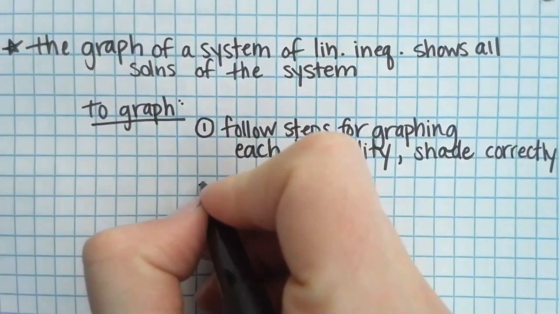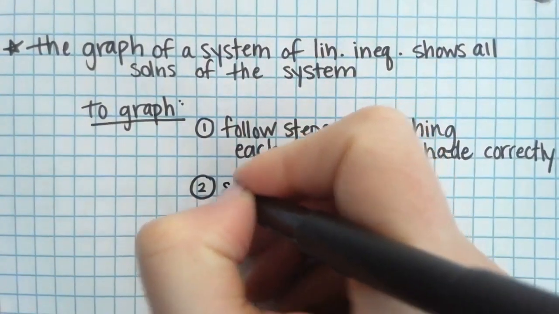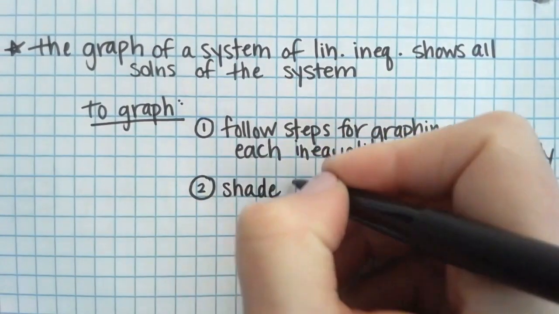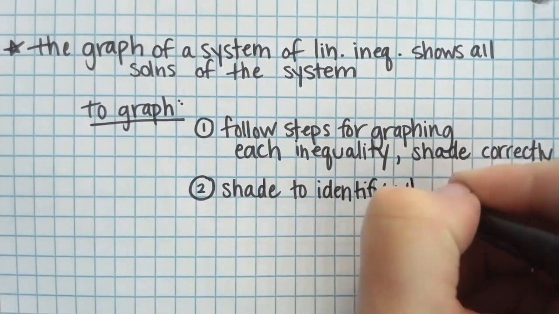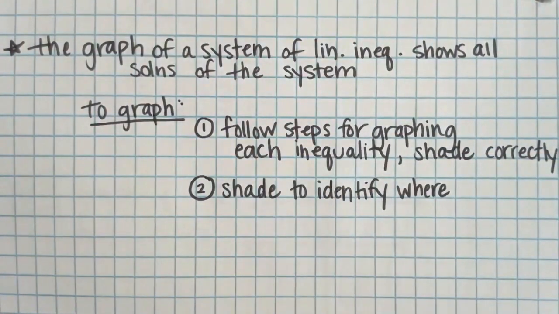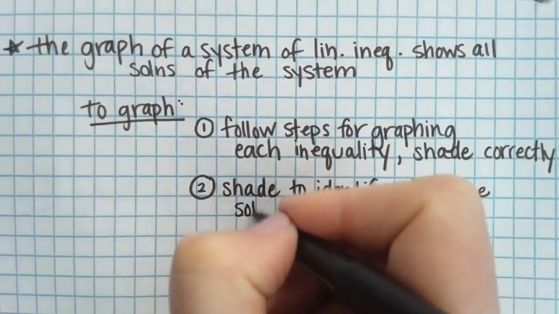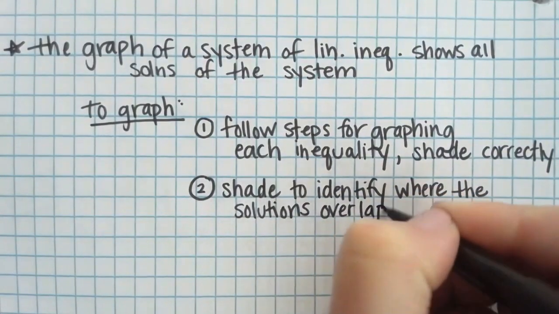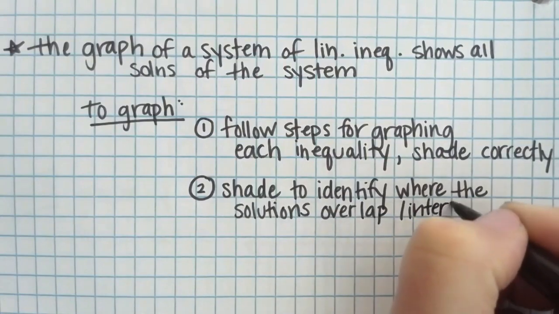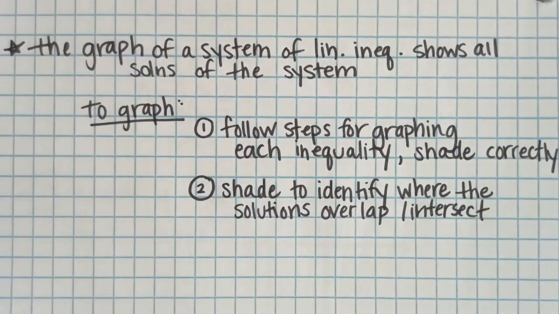Okay, and then the second half is you're going to shade to identify where the solutions overlap or intersect. Is there a possibility that the answer could be no solution? There is a possibility, yes. And we'll do an example like that.